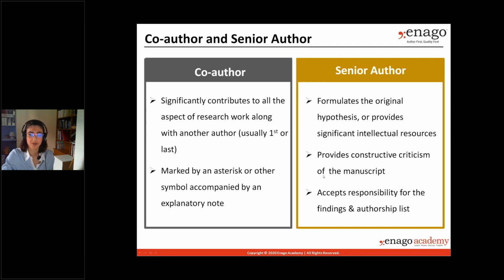Now, the senior author needs to have formulated the original hypothesis, provided significant intellectual contribution, provided constructive criticism about the manuscript, and of course accepted responsibility for the findings and authorship list. So the senior author is usually the one who has supervised and coordinated this effort, and overseen the work of all the other authors, ensuring the quality, the quantity where necessary, and the smooth flow of the work to be presented.